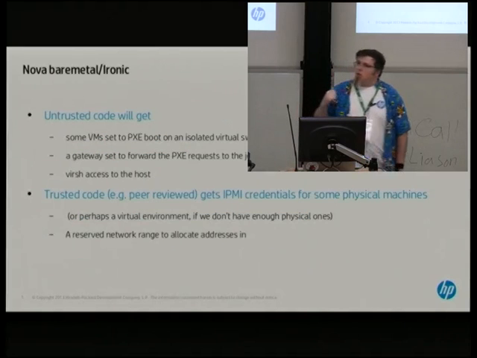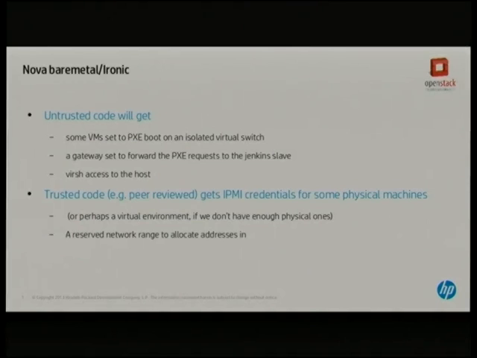So if we're testing Nova Bare Metal or Ironic, we've got two basic scenarios. One is we trust the code that we're testing because it's gone through code review. We know no one has snuck in. Or if they have snuck in, they have collaborated with two core reviewers to sneak in malicious code that will attack the firmware in the machine or do something or make it melt or whatever it is they choose to do. Look, if they can sneak that in and have no one notice, congratulations.